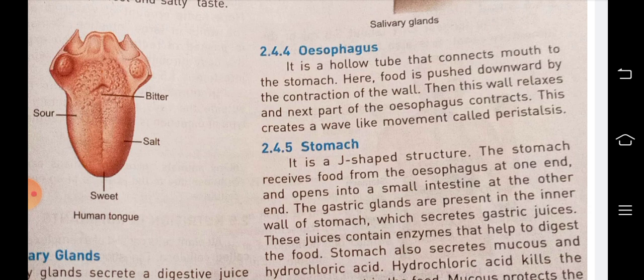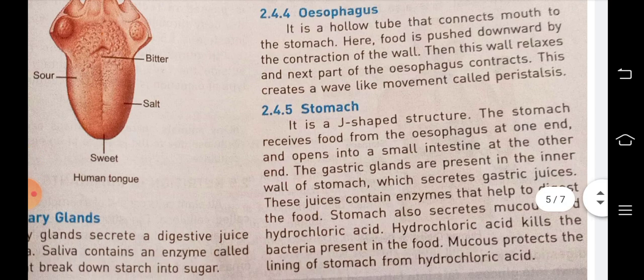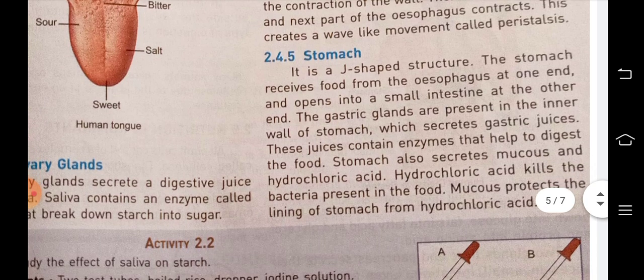So continuous contraction and expansion is there and this creates a wave-like movement inside the esophagus in the food particle, which is called peristalsis. So peristalsis is a wave-like movement inside the esophagus to push the food inside the stomach.